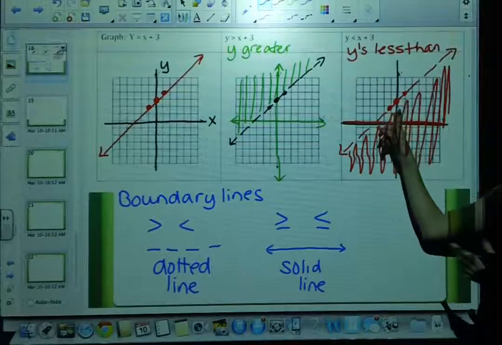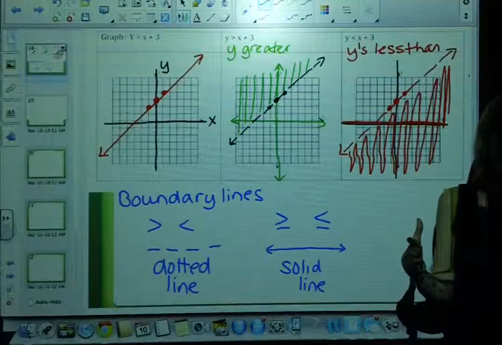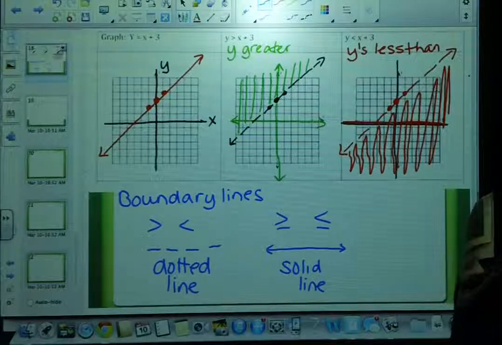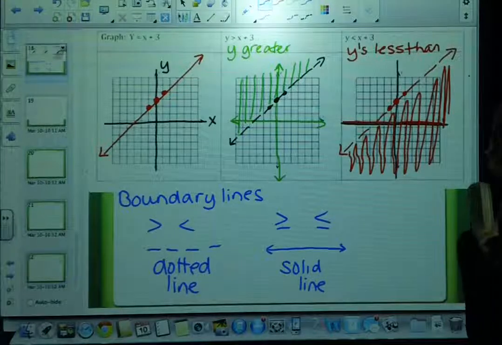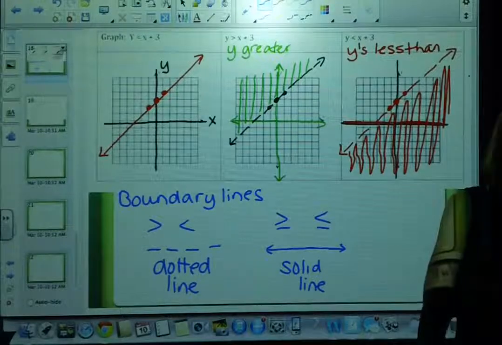Now, because the line is dotted, if a point falls on the line, it would not be part of the solution. But if the line were solid and a point fell on the line, then it would be part of the solution. That's what the dotted and the solid line does, okay?